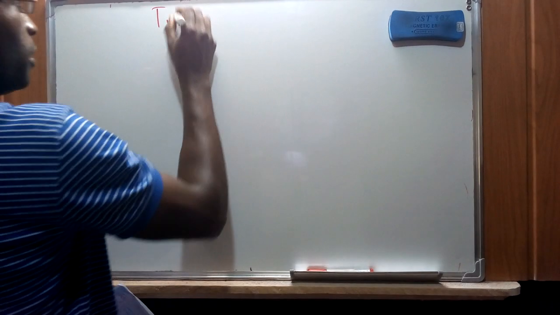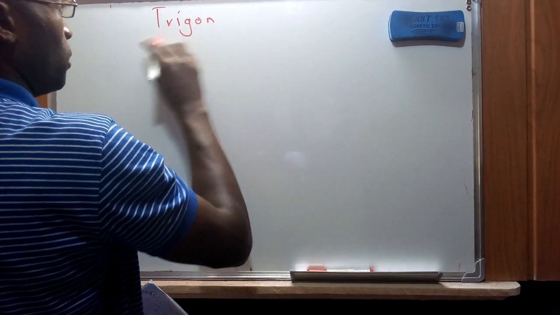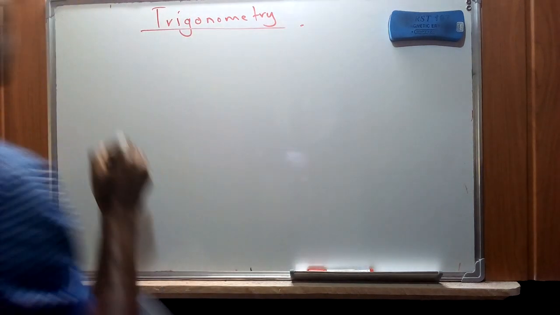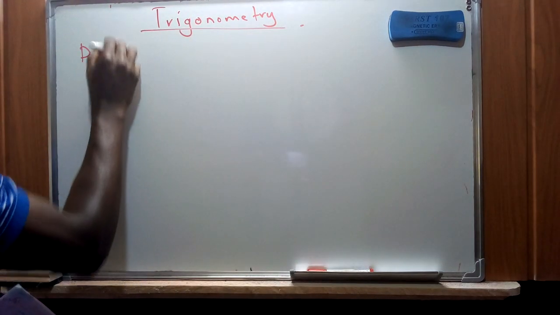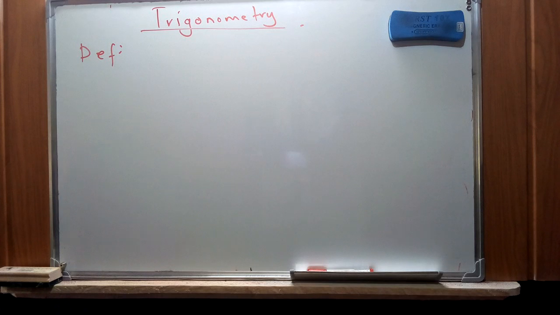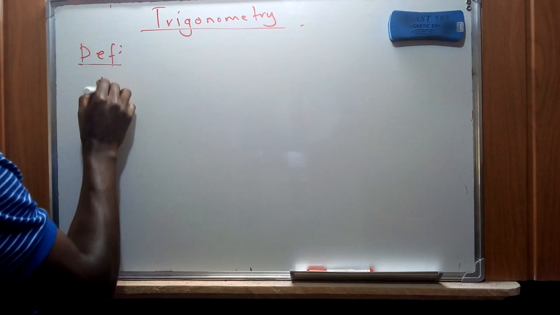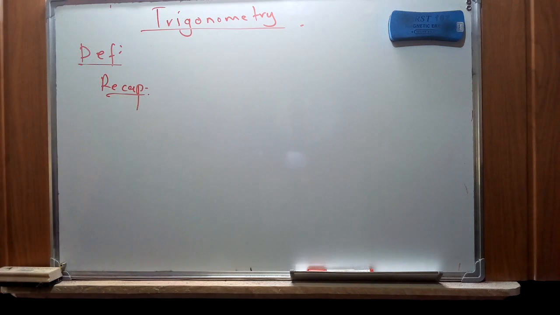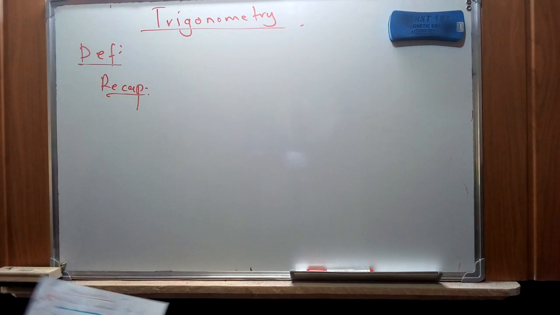So as I've said, today's topic of discussion is going to be trigonometry. And basically trigonometry, as I've said, is a branch of mathematics that deals with the relationship between angles and the sides that form the angles. And before we go further, I can just have a small recap so that we can be able to develop that definition and try to understand what basically this concept of trigonometry entails.